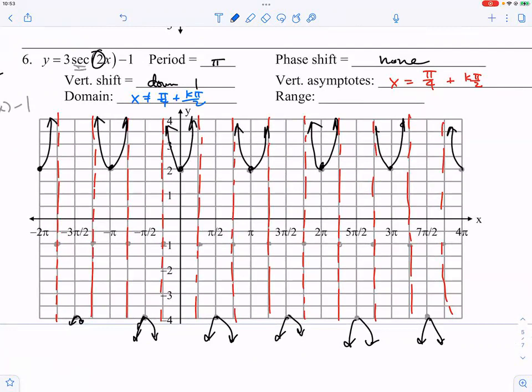All right, so what about the range? How would you write down the range? From negative infinity to negative 4, bracket, and then union from 2 to positive infinity.